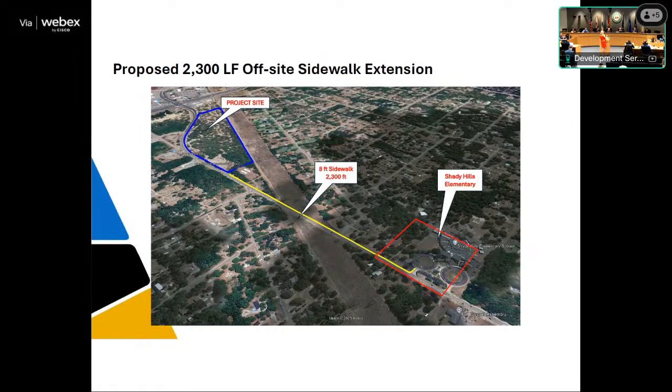This is the talked-about off-site 8-foot sidewalk that goes from this project down to Shady Hills Elementary. Something else was also done for Shady Hills Elementary before this school year: a client of mine partnered with the county to build a 1,000-foot queuing lane into Shady Hills Elementary, which is south of our sidewalk, on the south side of Shady Hills.